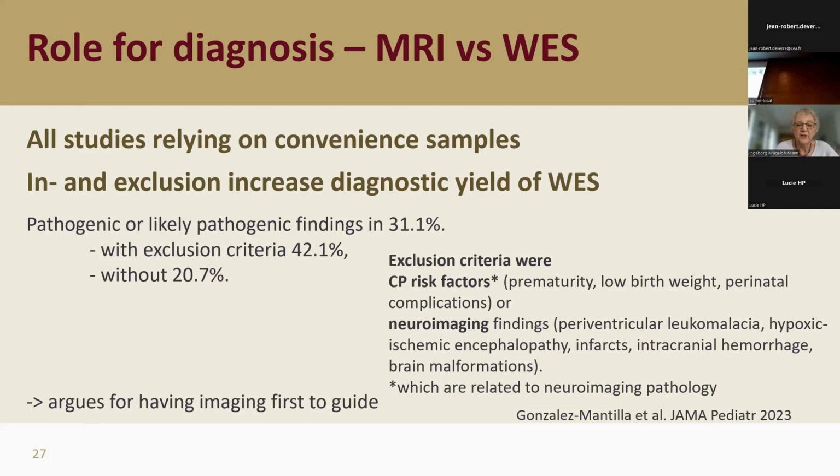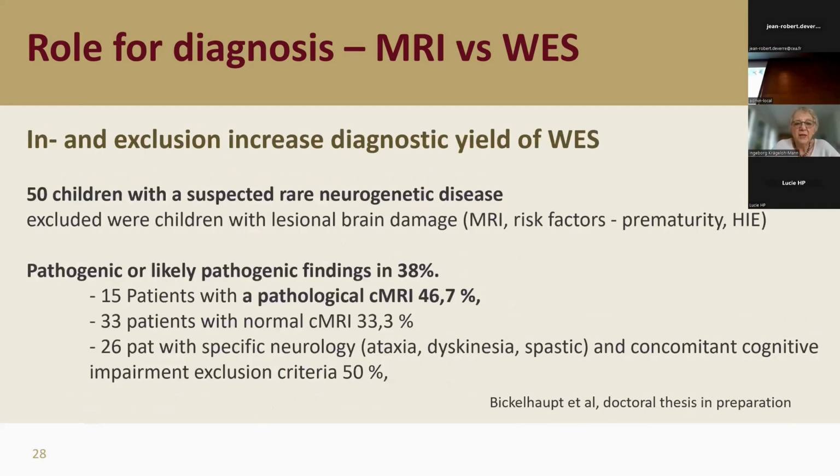But I'm very interested to hear the next two talks from our genetic colleagues and see what they think about it. We did a study on rare neurogenetic diseases beyond CP and tried to exclude everything which is acquired. So children with lethal brain images were excluded, and even their pathological MRI was helpful.